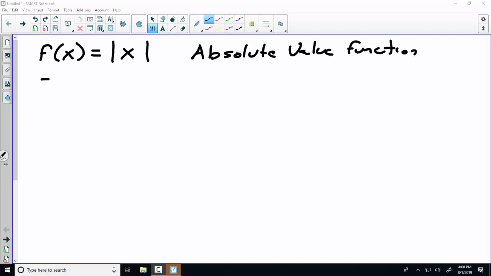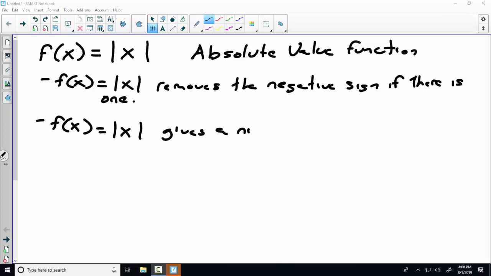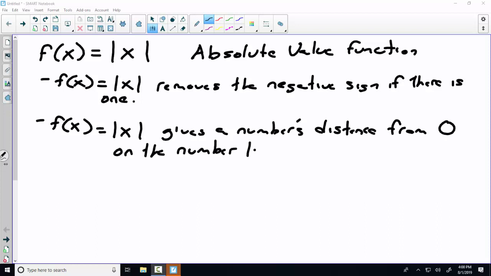One way you can understand it is just to say f of x equals absolute value of x removes the negative sign, if there is one. That's not really mathematically precise. The better way is saying that f of x equals the absolute value of x gives a number's distance from 0 on the number line.